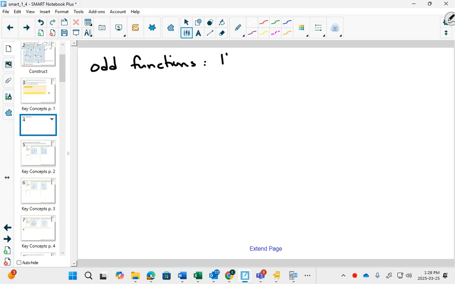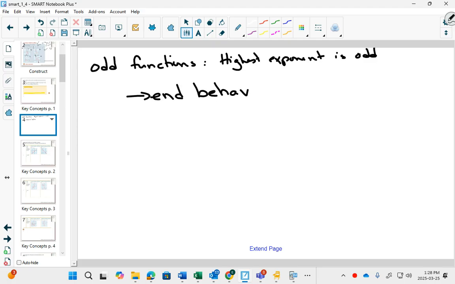Those are where the highest exponent or highest degree is odd. So there's x to the 1, x cubed, x to the 5, x to the 7, any odd number as the highest exponent. And we're going to talk about the end behavior acting like a line.